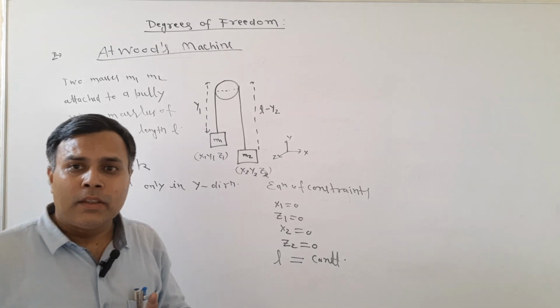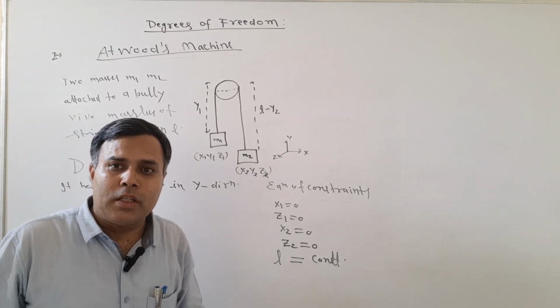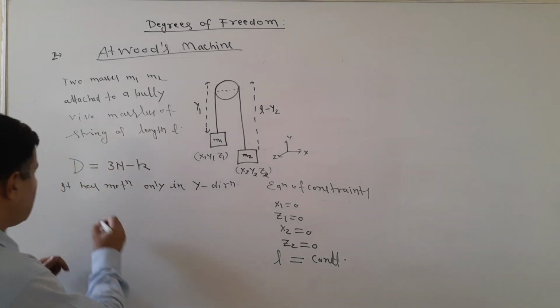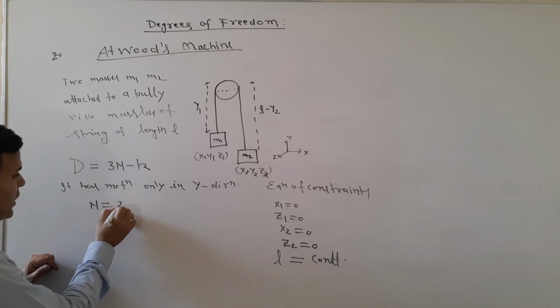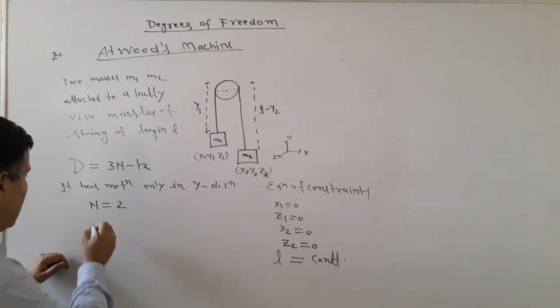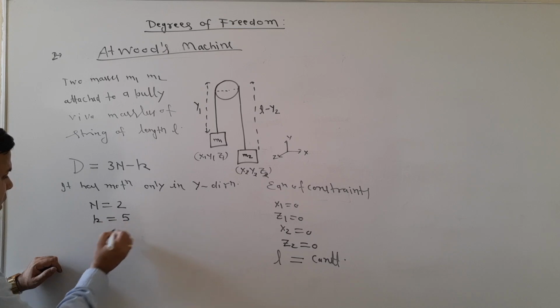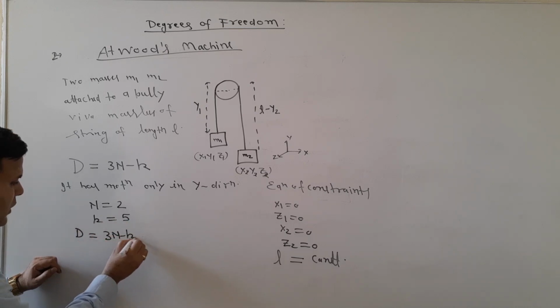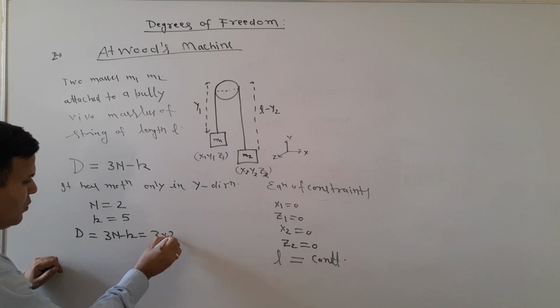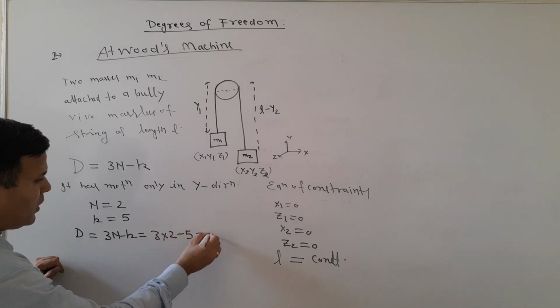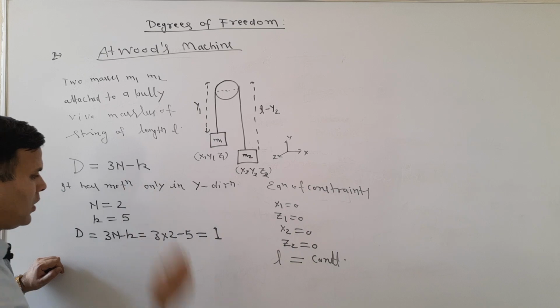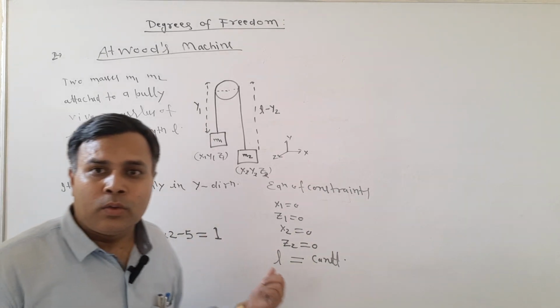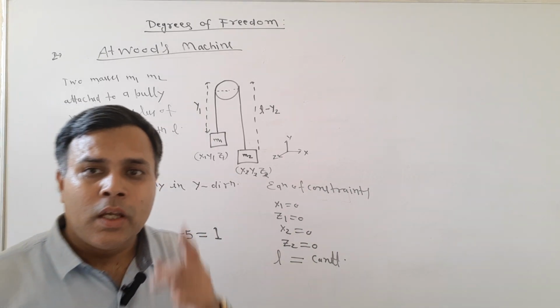So the value of k is the number of equations of constraints. In this case n is 2 because there are 2 masses, and k is 5. So degree of freedom is simply 3n minus k, which is 3 into 2 minus 5, which is 1. So the degree of freedom of Atwood's machine is 1.